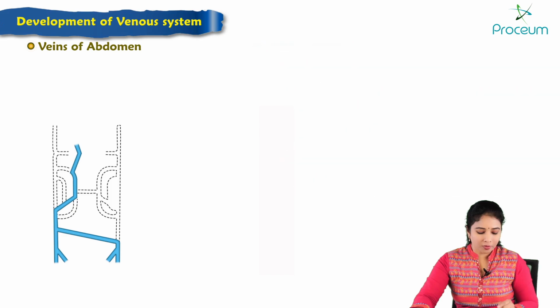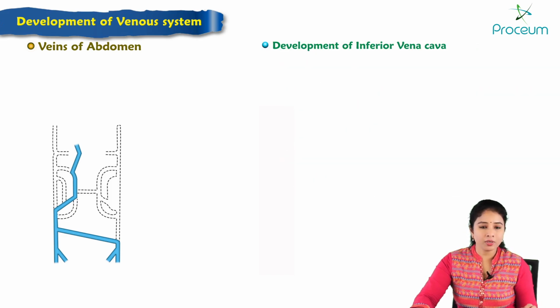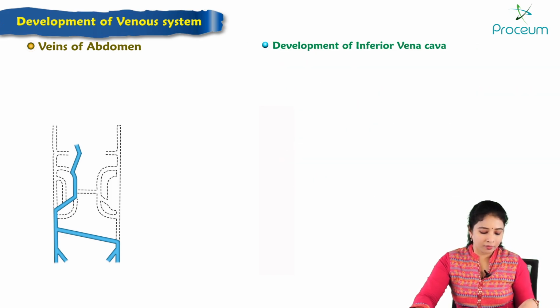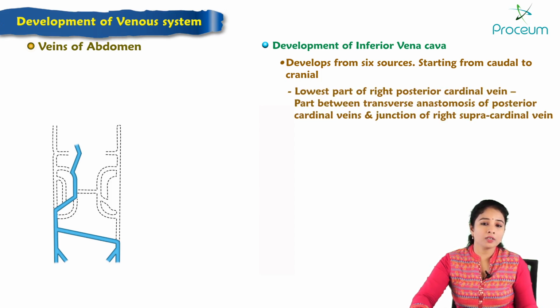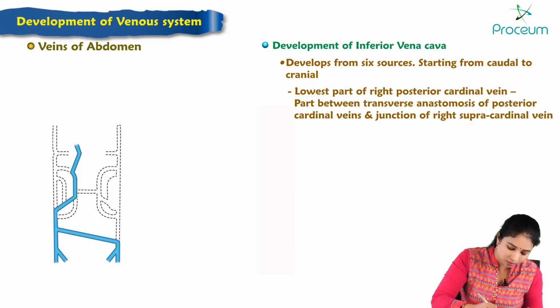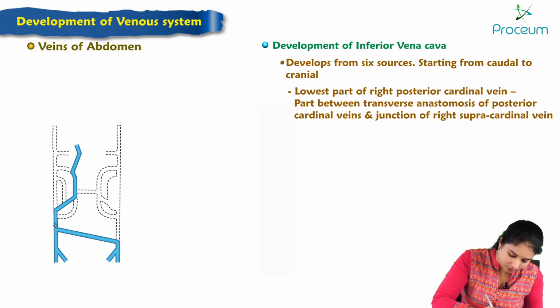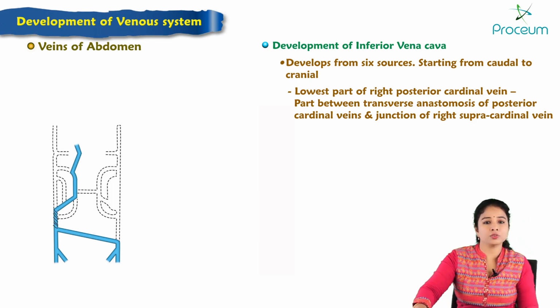So let's talk about the summary of the inferior vena cava. Here is a schematic image which makes it easy for you all to understand how the inferior vena cava developed from 6 sources. Starting from caudal to cranial, the lowest part of the right posterior cardinal vein, that is the part between the transverse anastomosis of the posterior cardinal and the junction of the right supracardinal vein, so this one, is the first source.